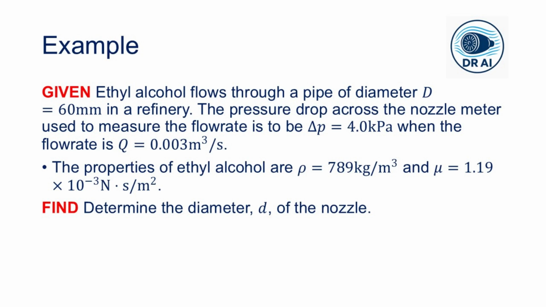This is similar to the type 3 problems we discussed in the previous lecture. So it requires an iterative solution, because the discharge coefficient depends on the diameter ratio and the Reynolds number, which depend on the unknown diameter. So this procedure is the same. Make a guess, check the chart, and iterate until you converge.